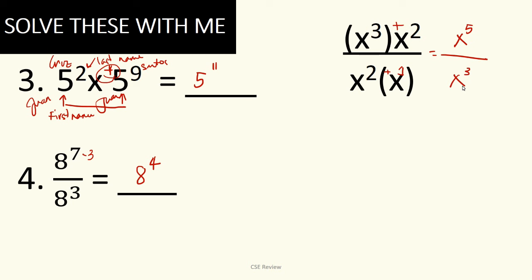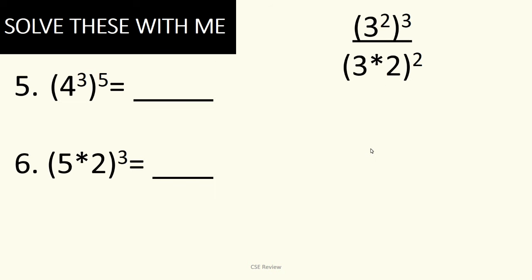So, x to the fifth over x cubed. So, ang gagawin na natin, dahil division na siya, imo-minus natin. Same ang last name, x. And then you have 5 minus 3, which is going to be 2. So the answer here is x squared. Okay, so practice ng practice lang para mas bumilis. Next, paano pag ganito? Paano pag may exponent?